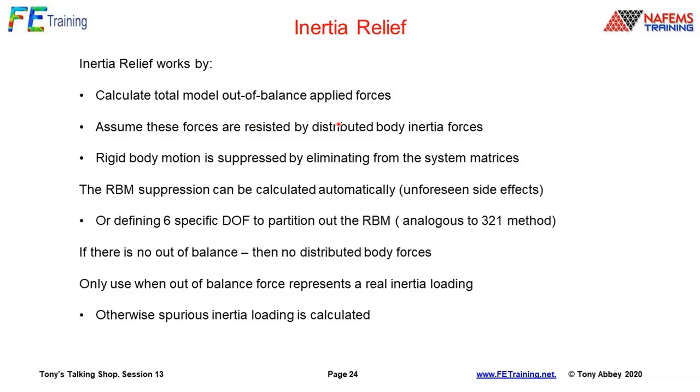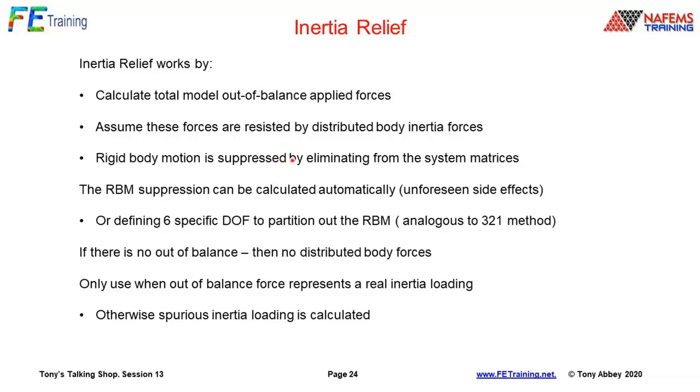So we get distributed body inertia forces. Basically, we've got an out of balance force, and then we're going to balance that by force equals mass times acceleration, where the mass is the distributed mass throughout the structure, and the net acceleration is going to be calculated. So we have a resisting inertia force being developed automatically. The rigid body motion is suppressed by eliminating rigid body modes from the system matrices.